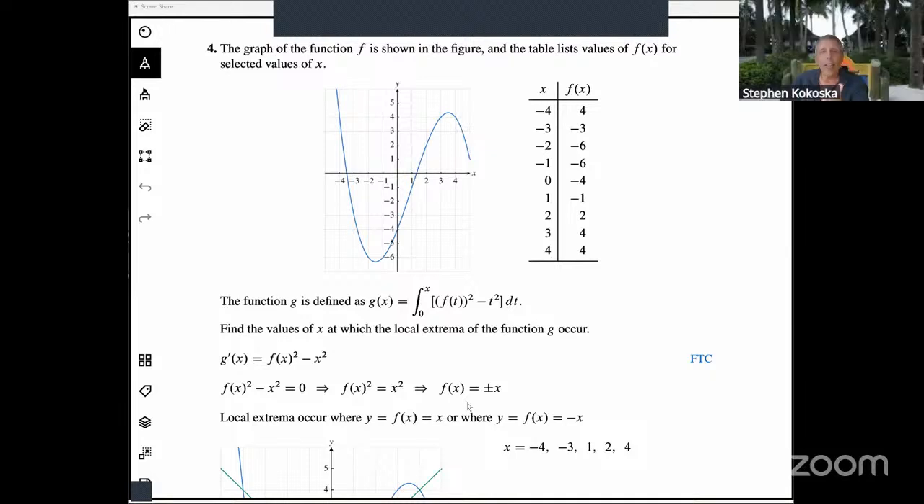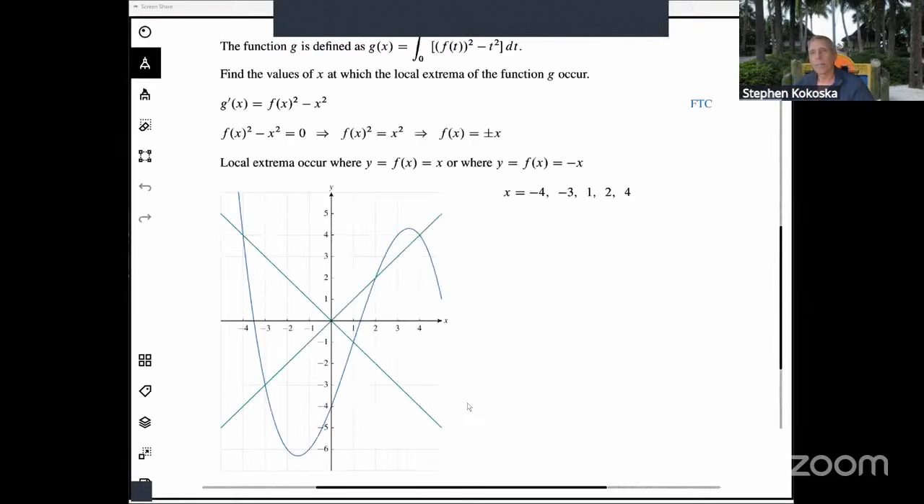Well, if I want to find where the local extrema occur, I'm going to take a look at the critical values. So I've got to find g prime of x, and I've got to set that equal to 0. So, okay, g prime of x by the fundamental theorem of calculus is f of x squared minus x squared. I've got to set that equal to 0. So I've got to find out where is f of x squared equal to x squared? So I guess I've got to find where is f of x equal to plus or minus x?